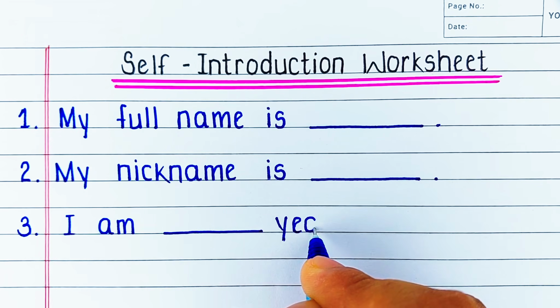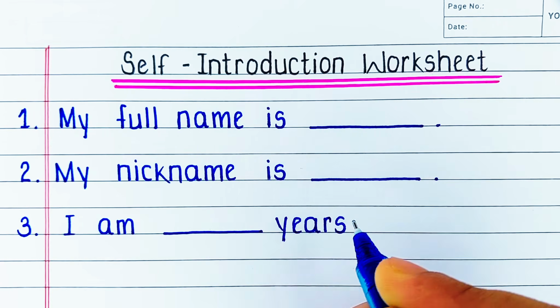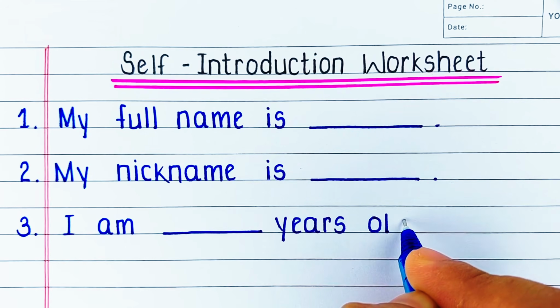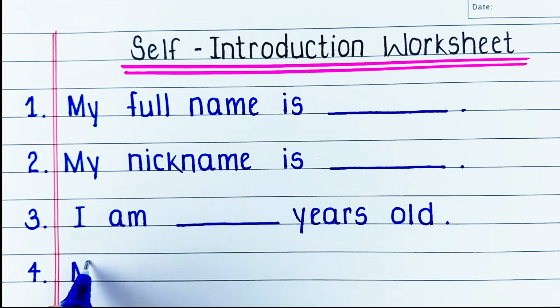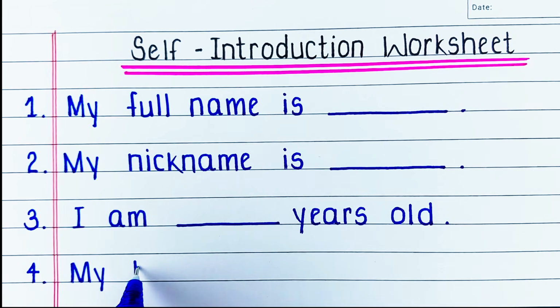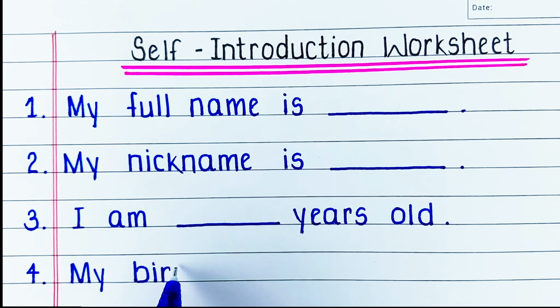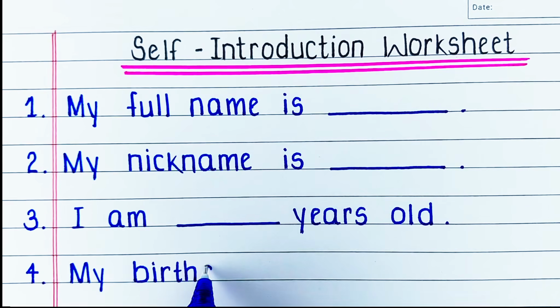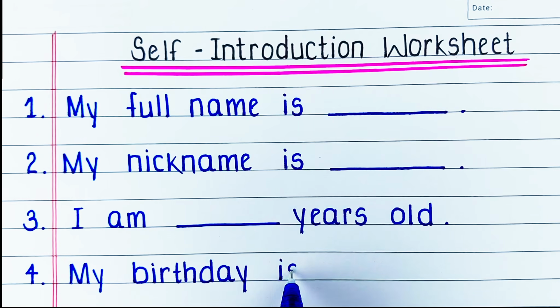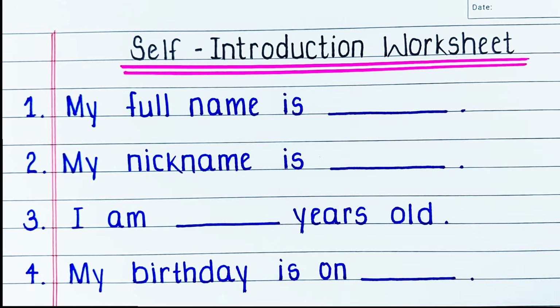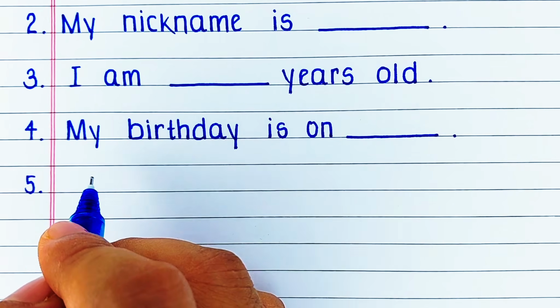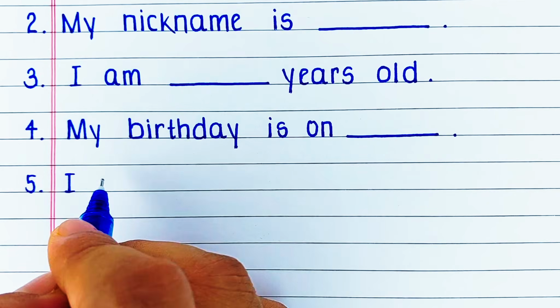Third point: I am dash years old. Here you have to write your age. Fourth point is: My birthday is on dash. Here you have to mention the date on which you were born.